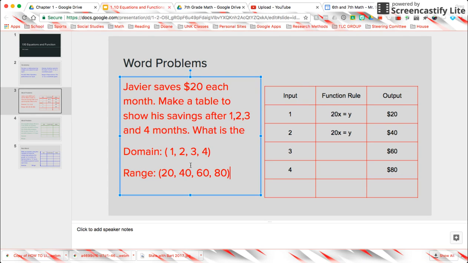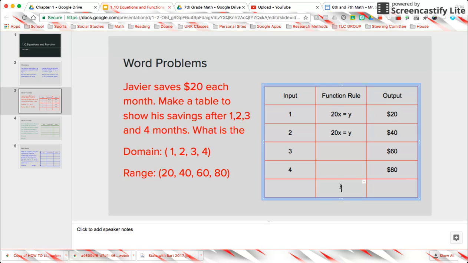And again, when you have rules, typically with the things that we are working with, one input is going to lead to one output. What we'd eventually have is 20x equals y as our overall rule. And if they had more than just the 4 months, any month that we put in for x would follow this rule. 20x equals y, and that would give us whatever our y is.